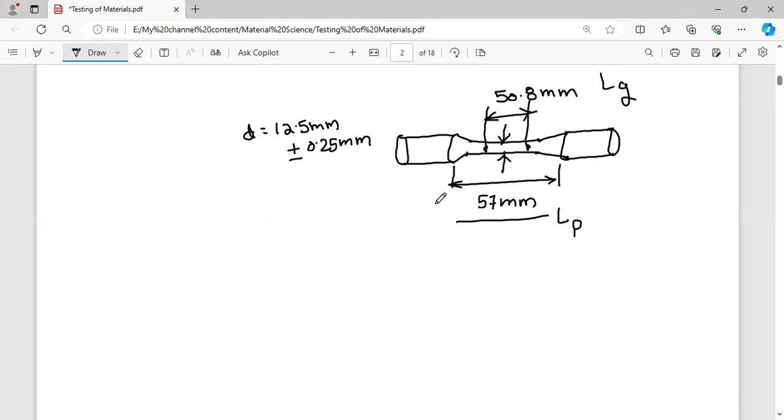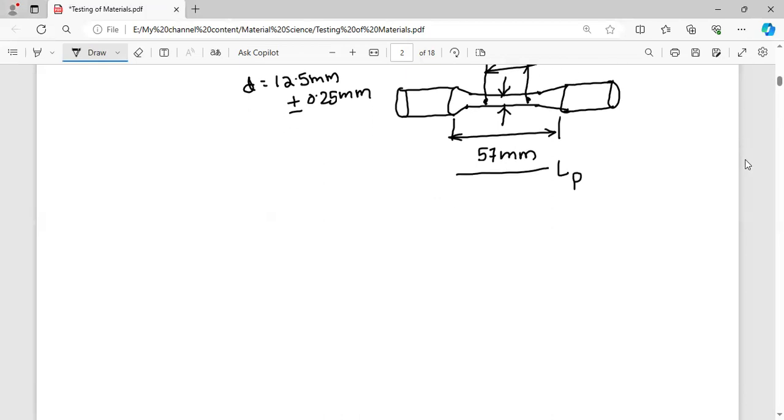Next, after that, we have two different types of stresses. One is the normal stress. Normal stress is nothing but engineering stress. And here we have stress, and another one is strain. Stress means load by area, which we have already discussed.